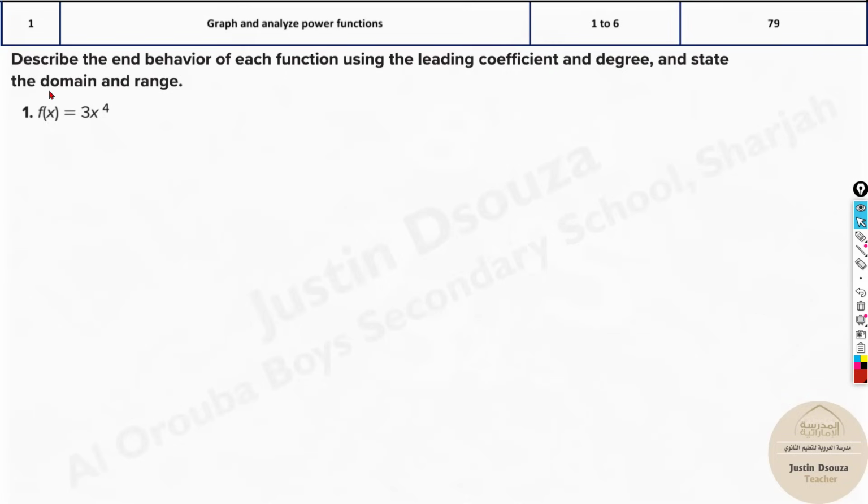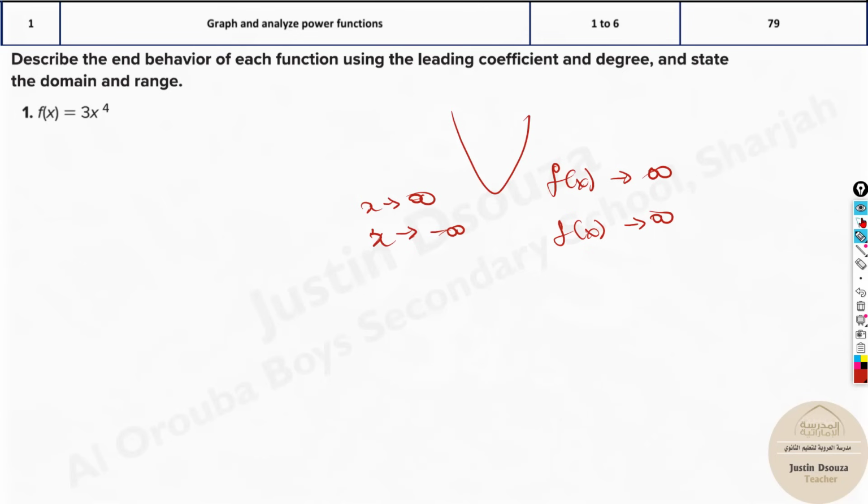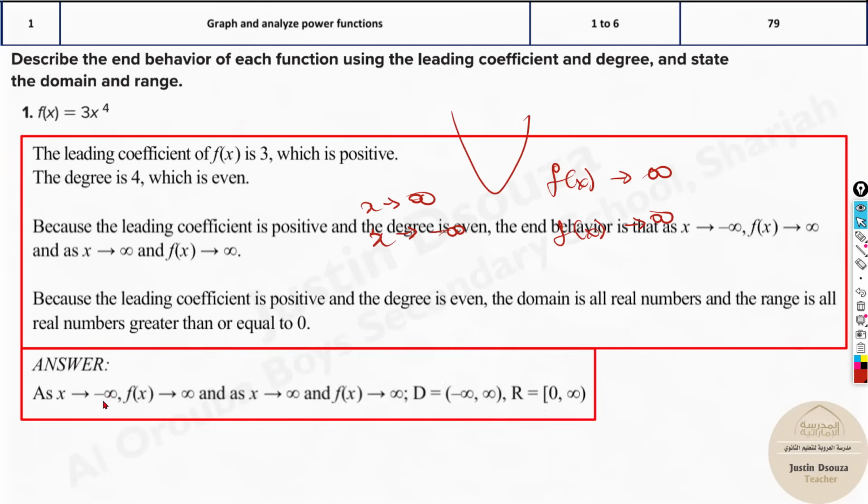And now we will look over here. This is an even function and it's positive. So its graph will be something like this, okay? So the end behavior is as x tends to minus infinity, or you can even write as x tends to positive infinity first, f of x is positive infinity. So this is the final answer. As x tends to minus infinity, f of x is positive infinity. As x tends to positive infinity, also the same thing. What about domain? It's all real numbers always. Range, for a positive function, is 0 to infinity.